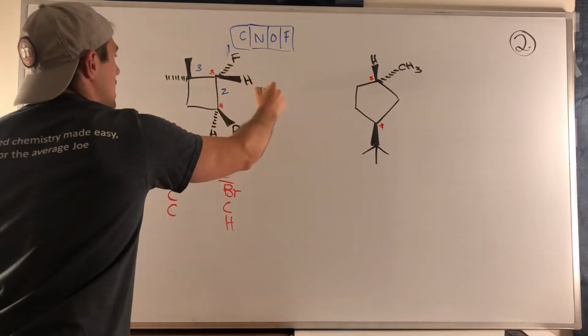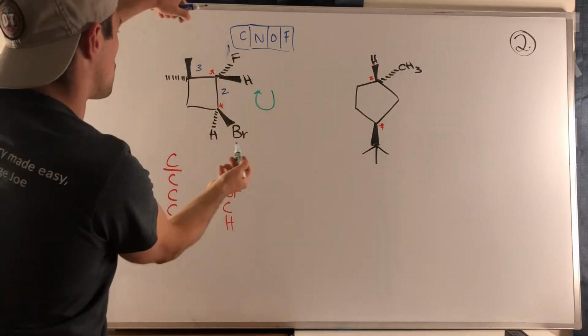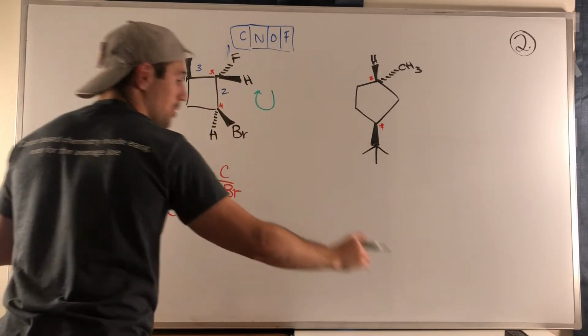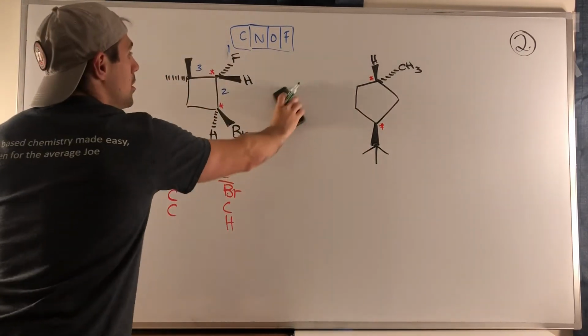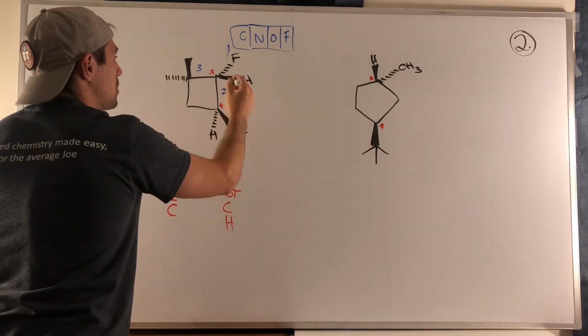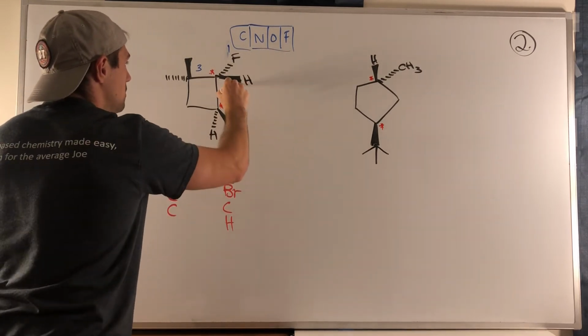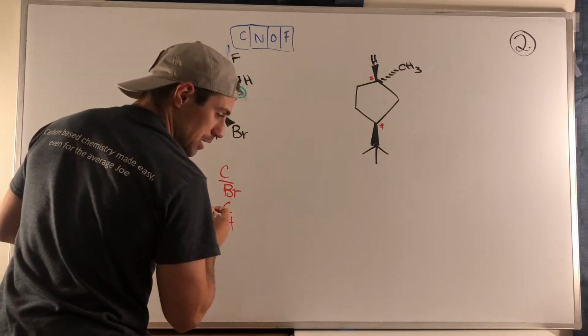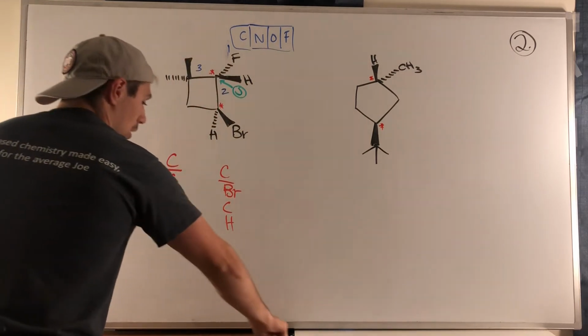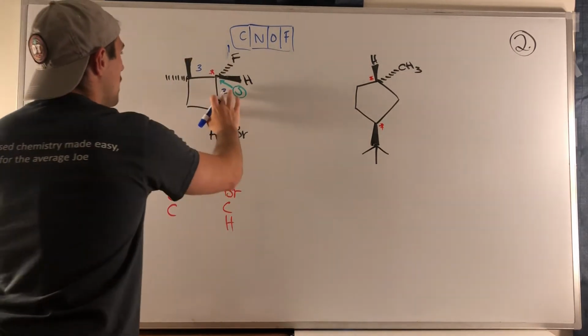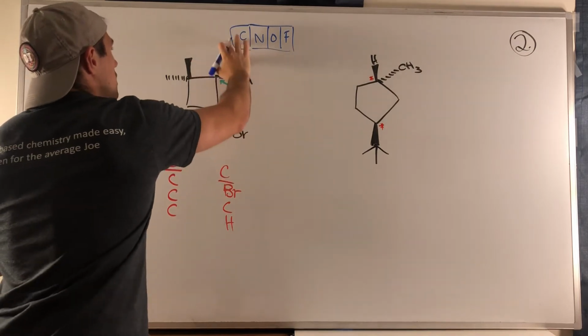So it is in this direction. So we're turning the wheel right. But remember, we look R, but because our lowest priority group is facing us, we are actually S. Okay? Just double checking myself. Yep, S. Okay, cool.